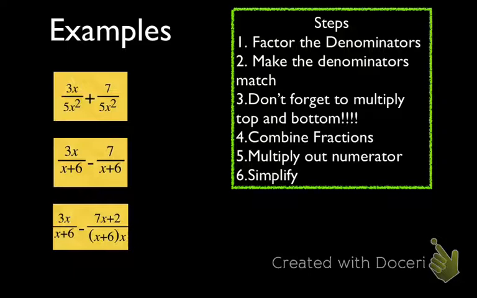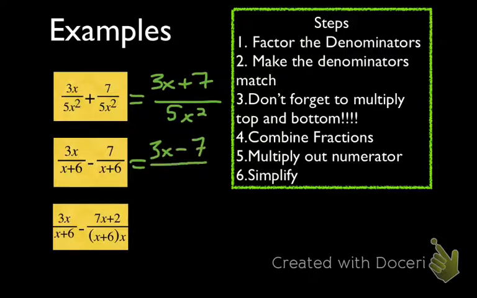Number 1, I don't have to factor. They're already the same, so I think I can just add straight across. So this is going to be 3x plus 7 divided by 5x squared. Once again, I go through and I say, can I factor the denominators here? I can't. It's already x plus 6. Both of them are the same, so I don't need to worry about step 2 or step 3 either. I can just go right to step 4, combine the fractions. So this is going to be 3x minus 7 divided by x plus 6.